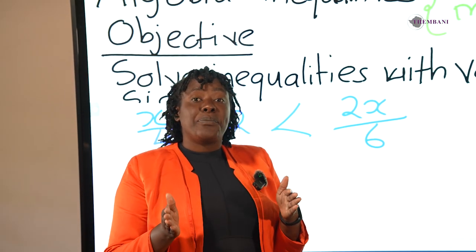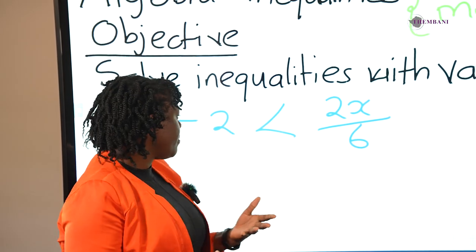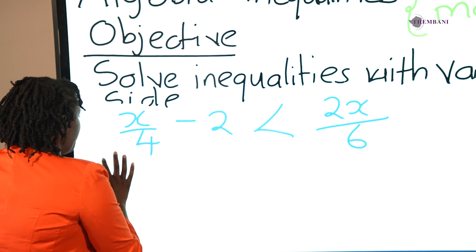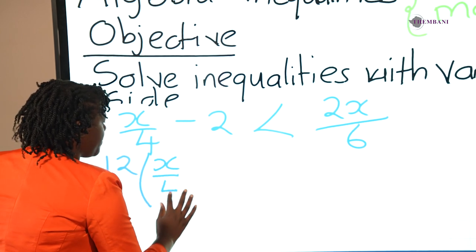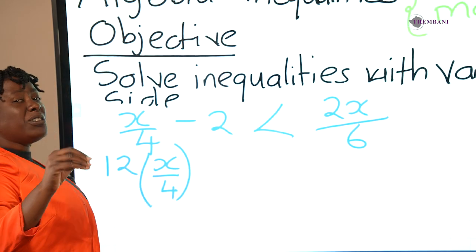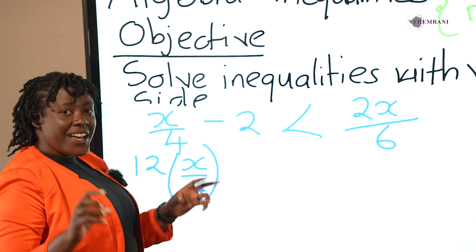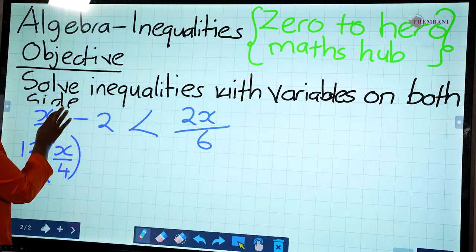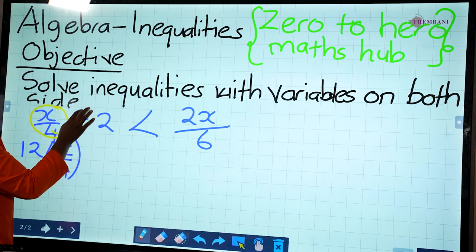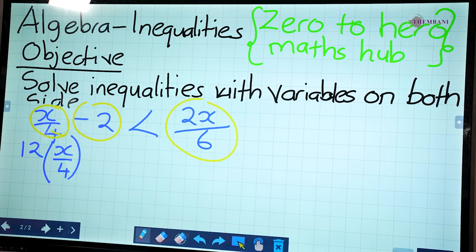I'm going to multiply both sides by 12 for me to remove the fractional component. This is what I mean. I'm saying we have 12, which is multiplying x over 4. And I'm multiplying each and every term. In this case, I have 3 terms. When I'm saying I have 3 terms, I mean this. So this is my first term, this is my second term, and this is my third term. So each and every term is going to be multiplied by 12.